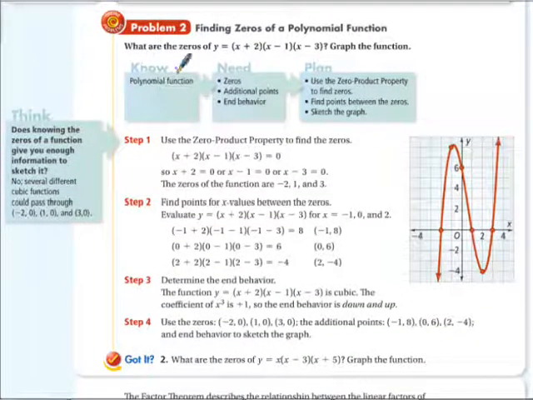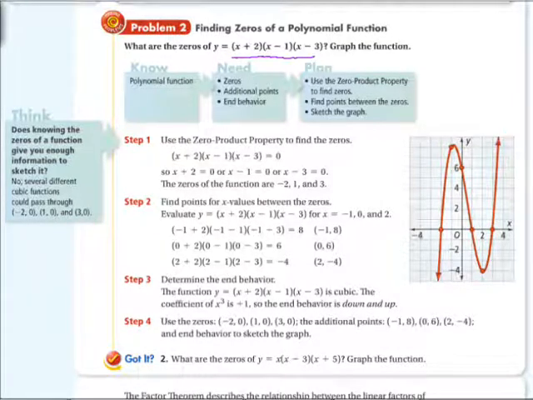So let's take a look here. What are the zeros of this function, and then graph the function? Well, to start, we just look at each linear factor. We look at each one of these and we apply the zero product property. So the zeros are -2, 1, and 3, because that's what would make each of these equal to 0 because of the zero product property.